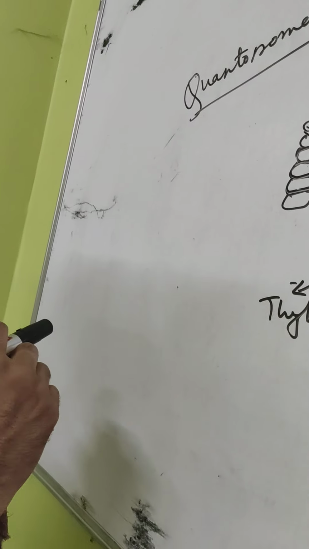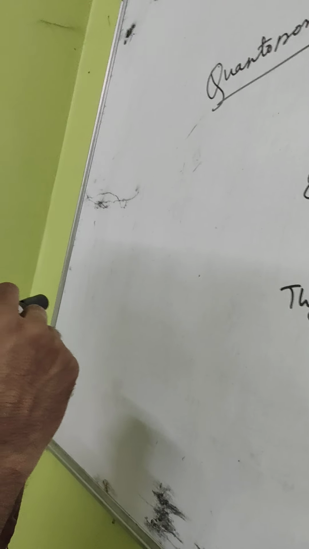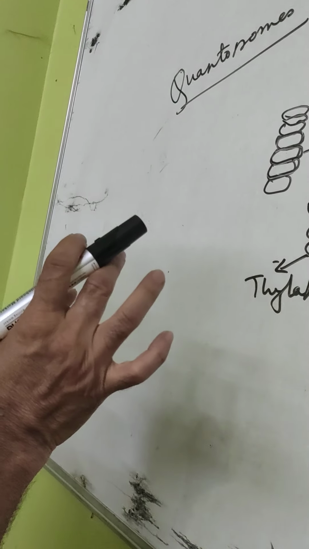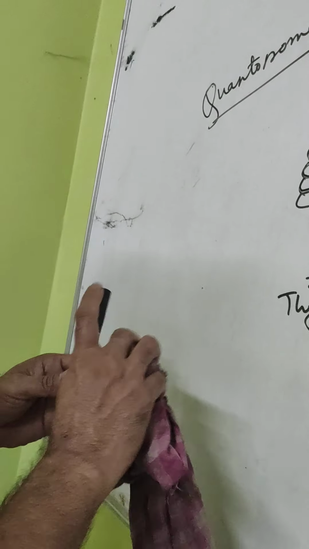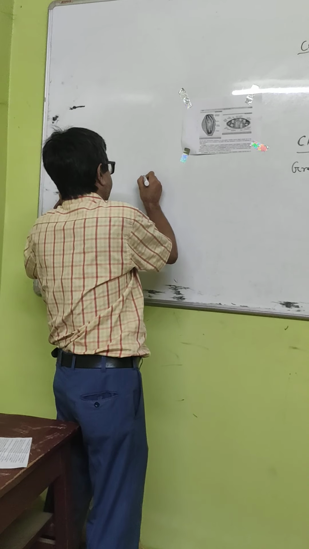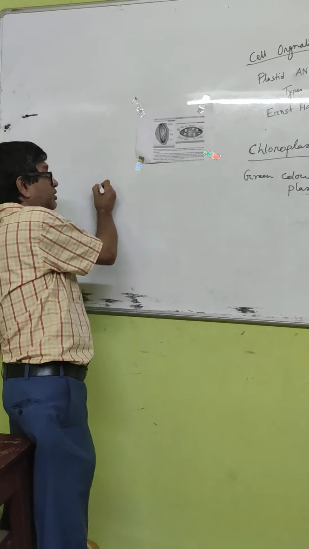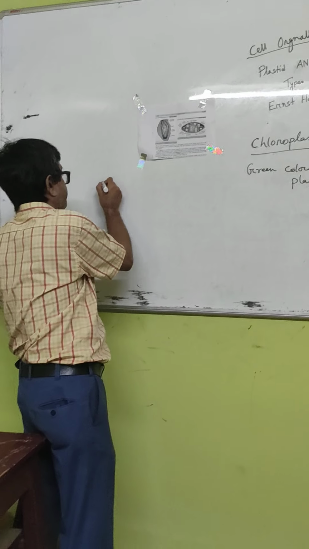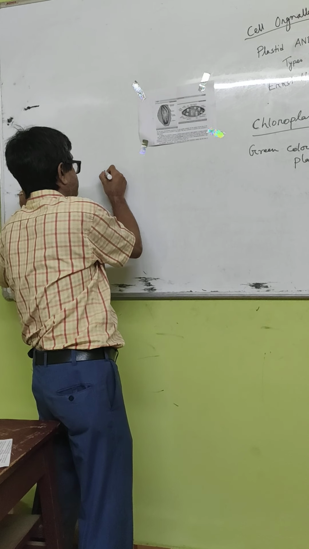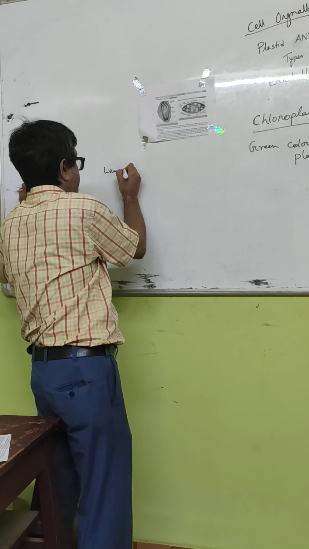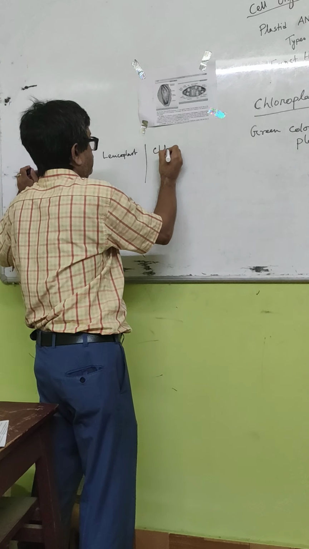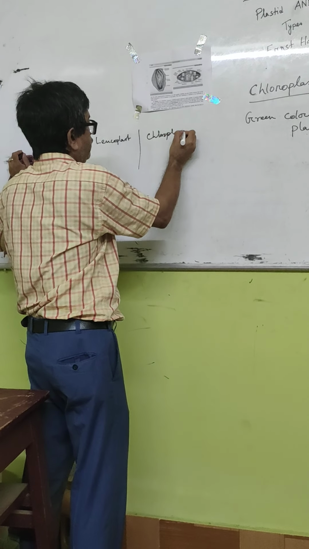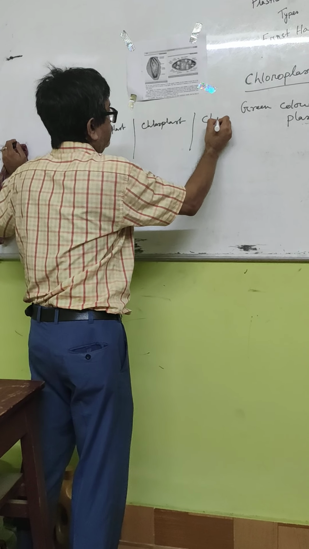Now, what is the function of chloroplast? The main function of chloroplast is to carry out the process of photosynthesis. Next, the difference between chloroplast, chromoplast and leucoplast. Just a little bit I am telling you: leucoplast, then chloroplast, then chromoplast.